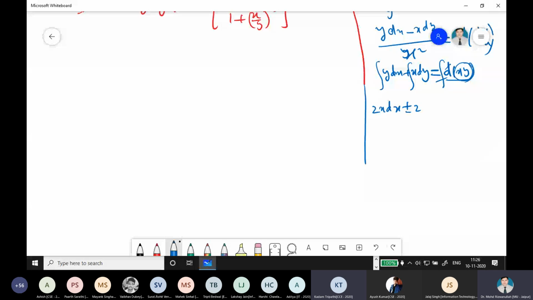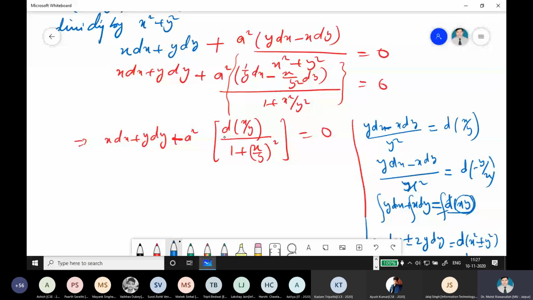Suppose x dx plus or minus y dy. Here you can directly write this as d of (x square plus or minus y square) by 2. So this is the combined formula, and these are the exact forms of differential equations. Like that, I'm using this same concept here. So this equation can be written as per the formula, and I'm making this equation 2.